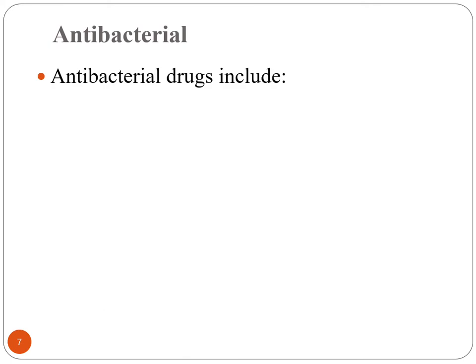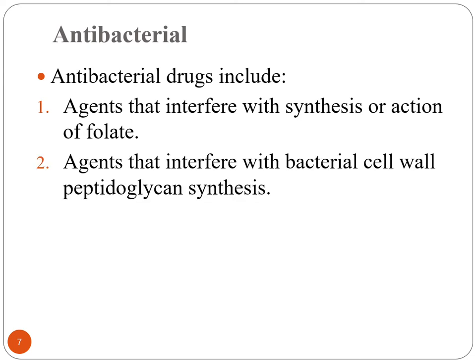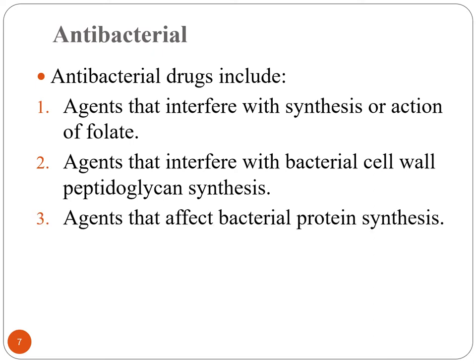We can classify the antibacterial drugs into four major groups. The first are the agents that interfere with the synthesis and the action of folate, including sulfonamides and trimethoprim. And the second group are the drugs that interfere with the bacterial cell wall, bacterial glycan synthesis. This includes penicillins and cephalosporins. And the third group are the drugs that affect bacterial protein synthesis, such as tetracycline, macrolides.